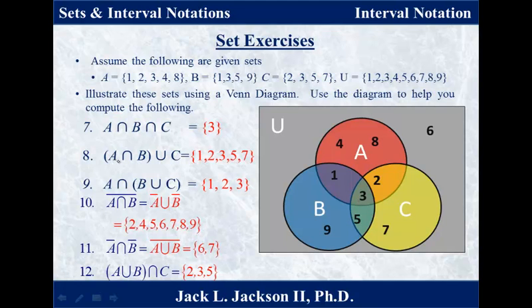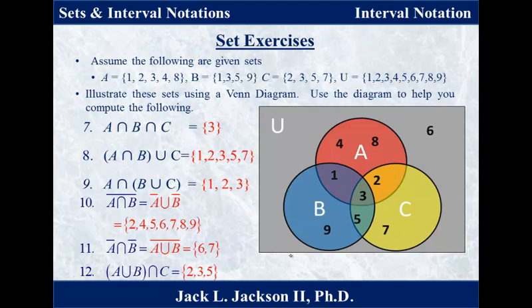If we first intersect A and B and then union it with C, so first intersect A and B, we get 1 and 3, and then we include all of C. So we're going to include all of C along with this part up here. So we're going to get the 1, 2, 3, 5, and 7. What about A intersect?